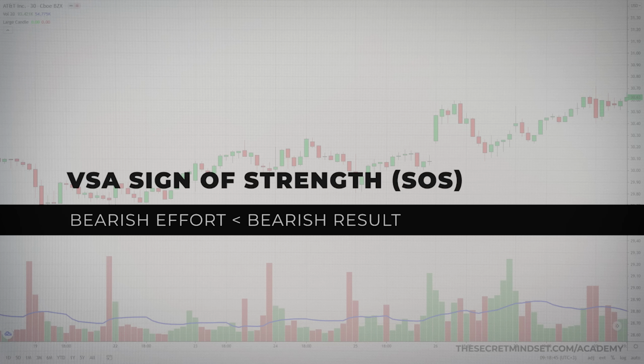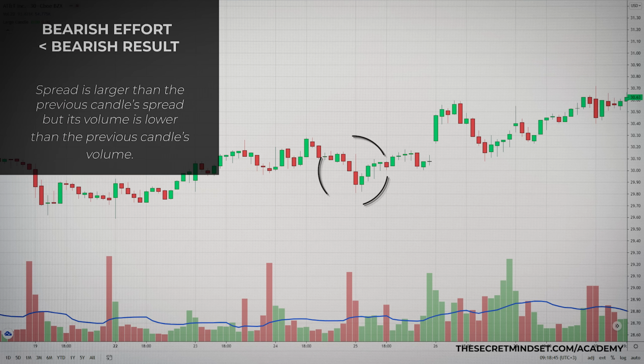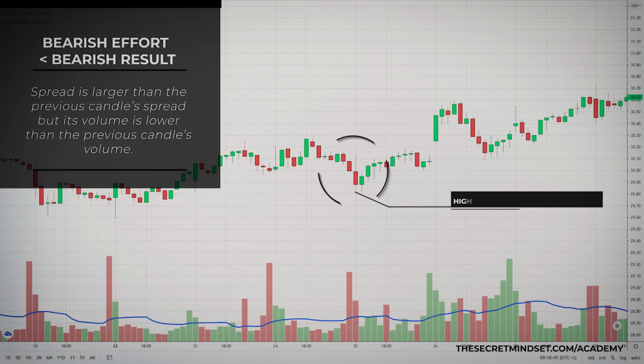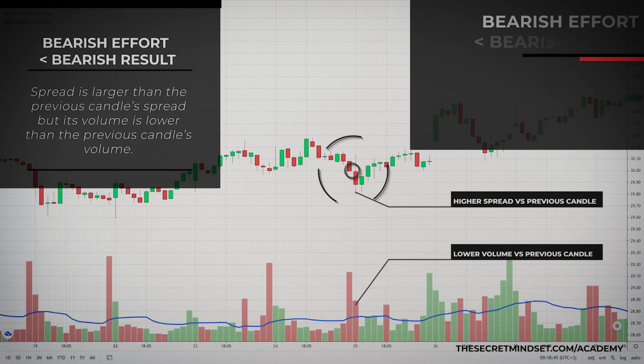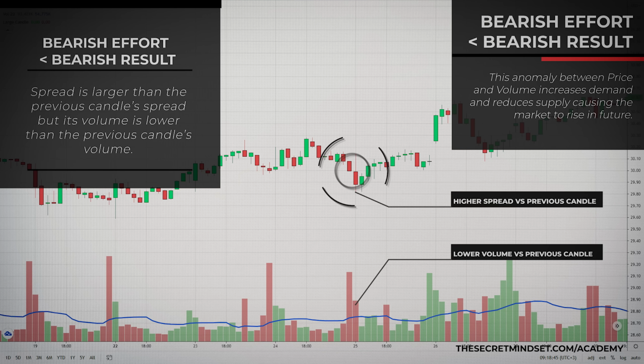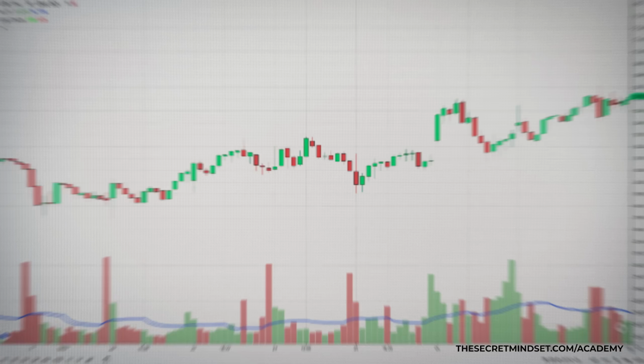Number 3. The bearish effort is lower than the bearish result. This is a high spread bearish candle whose spread is larger than the previous candle's spread, but its volume is lower than the previous candle's volume. The volume spread analysis suggests that if there has been no effort made, then there should not be any result. This disagreement between price and volume increases demand and reduces supply, causing the market to rise in the future. An effort, which is the volume, has not been made, but there is a result, which is the spread.